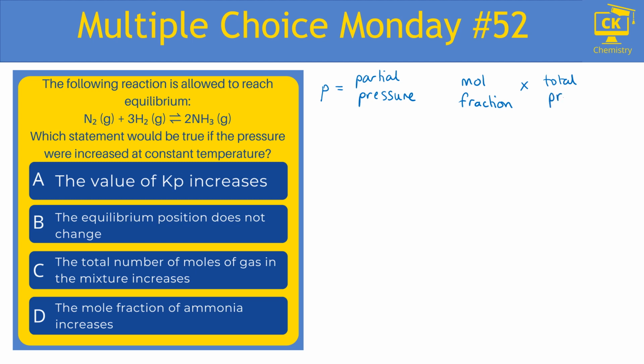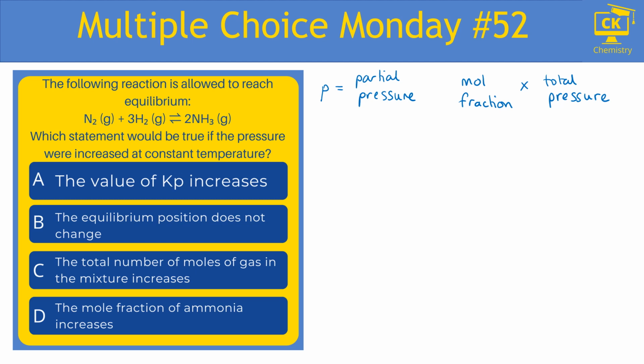So partial pressure is just basically how much of the total pressure each of the gases is exerting, and that's directly proportional to moles because we know about our PV equals nRT, that pressure is therefore proportional to n, number of moles.